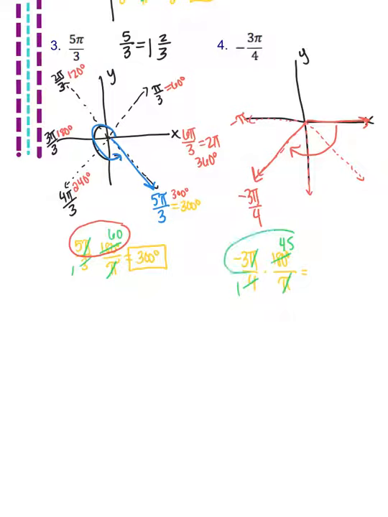And think about what this is saying. This is saying you've got 3 groups of 45. So if I take 3 times 45, I get 135 degrees. And of course, I'm rotating in the negative direction here. So negative 3 pi over 4 is equal to negative 135 degrees. All right, so now we're done converting from radians to degrees.